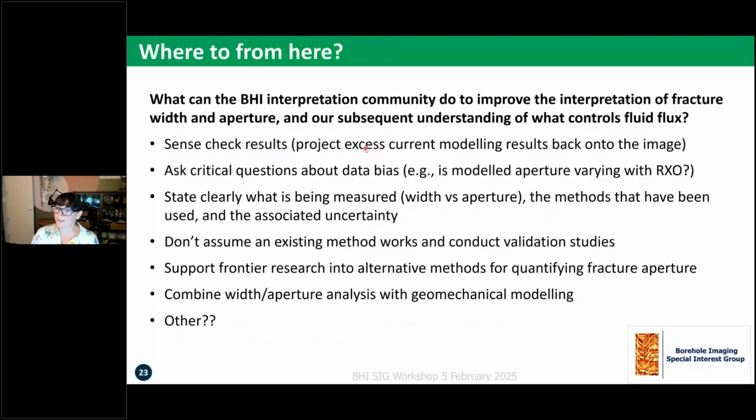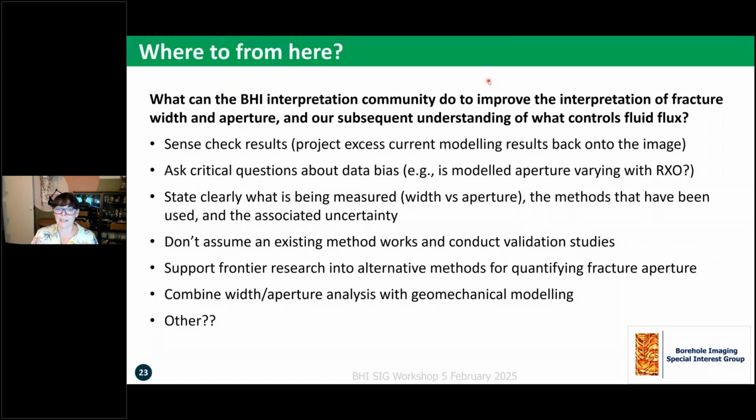So I'm hoping there are lots of other image analysts here, and I've proposed some next steps of what we could be doing to help us improve in this space. First off, we can sense check our results, projecting them back on the image and thinking about, okay, is this really systematic with what I see? Let's ask critical questions about any data biases, like that issue where it appears that modeled aperture is varying with the invaded zone resistivity.